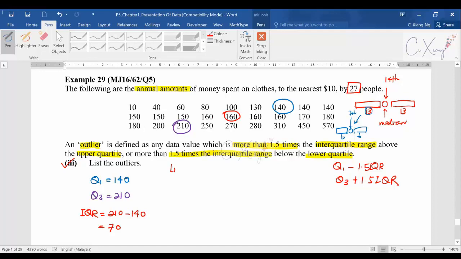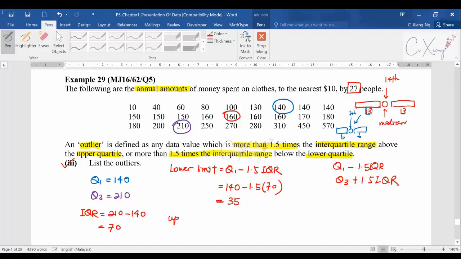Okay, so let's start to find the lower limit. What is the lower limit again? You have to take Q1 minus 1.5 IQR. So what is your Q1 here? 140 minus 1.5 times the IQR of 70. You calculate the lower limit first and you'll get 35.